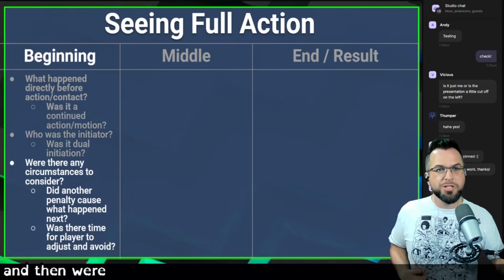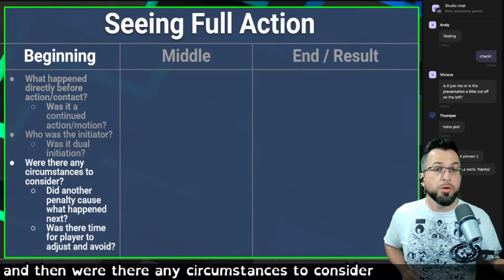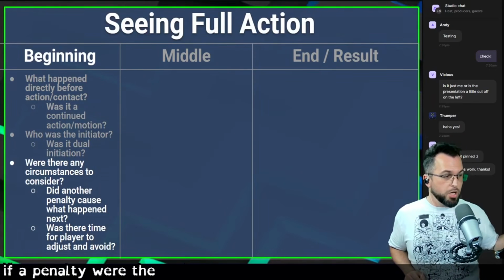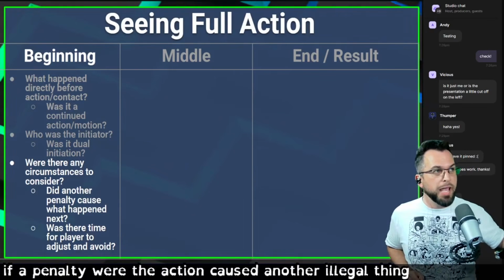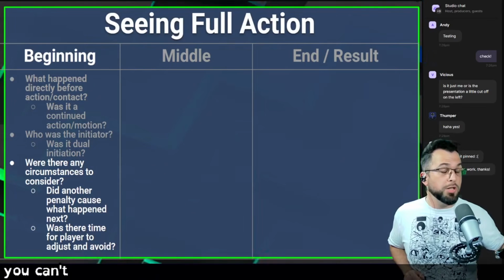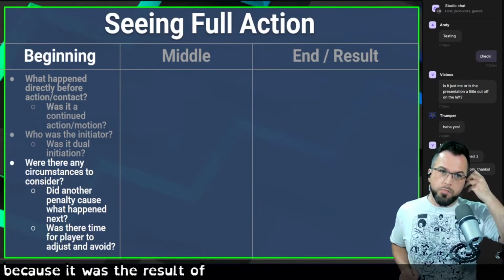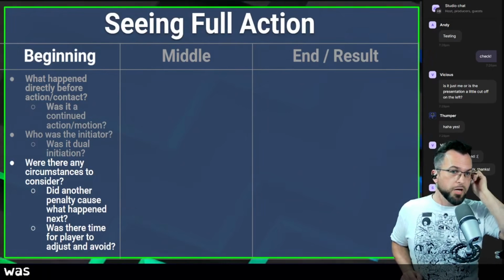And then were there any circumstances to consider? Did another penalty cause what happened? If a penalty-worthy action caused another illegal thing to happen, you can't issue an additional penalty because it was the result of a different penalty. Was there time for the player to adjust and avoid?